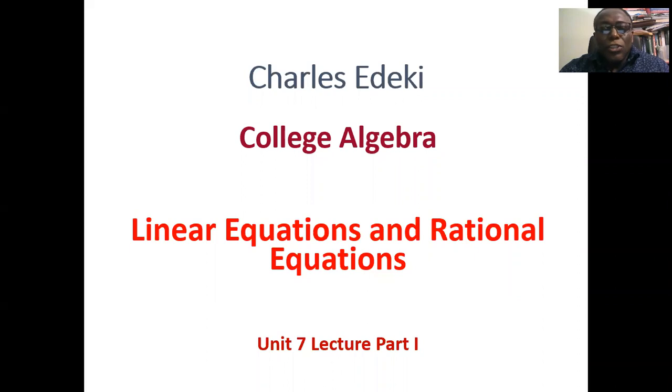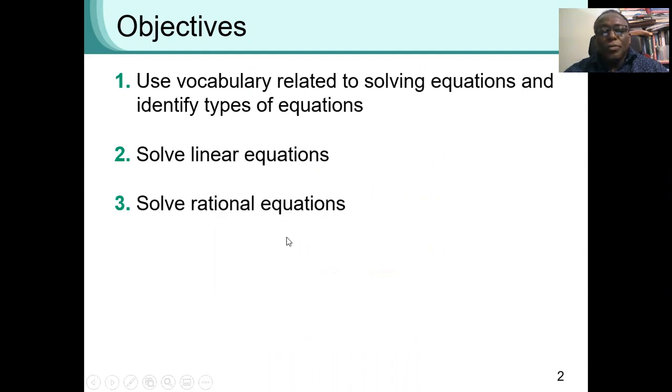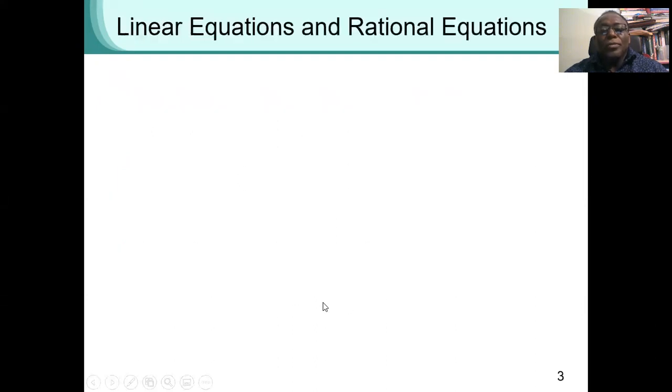In this lecture, we're going to discuss linear equations and also rational equations. This is Unit 7, lecture part 1, again, College Algebra course. Our main objective is to use the vocabulary related to solving equations and also identify types of equations. And also we're going to learn how to solve linear equations, also solving rational equations, which we did in the last lectures. Solve formulas for specific variables.